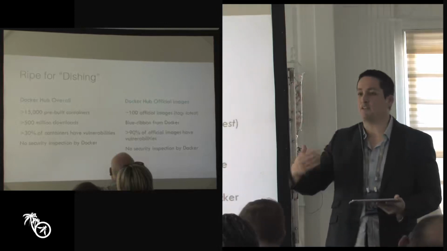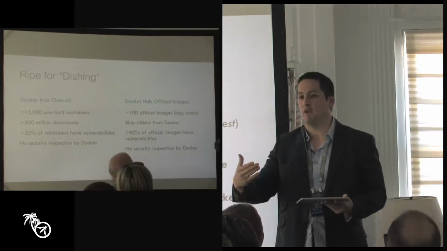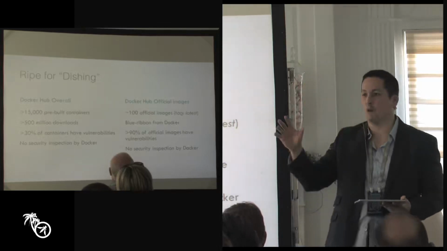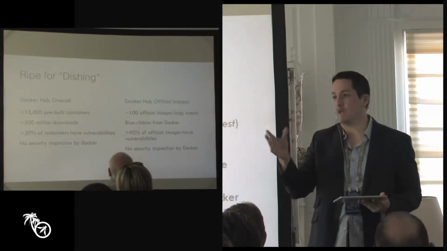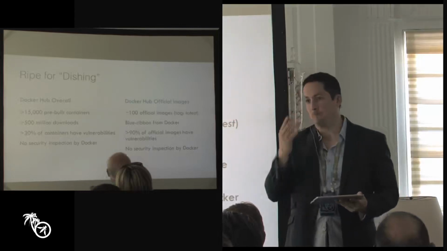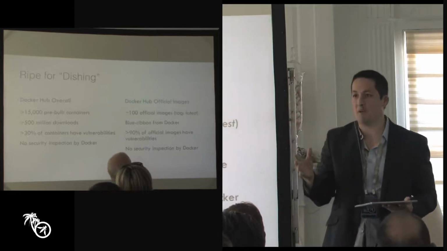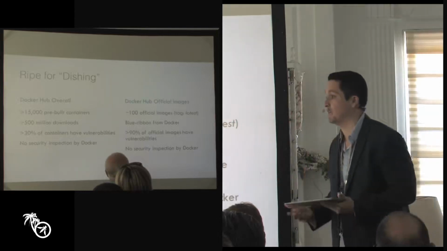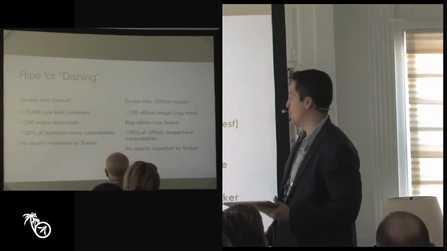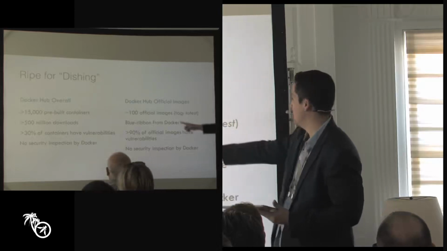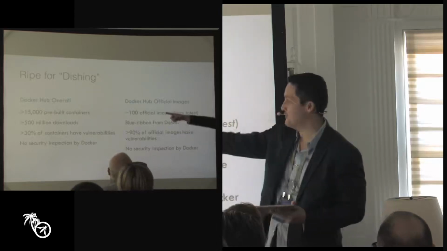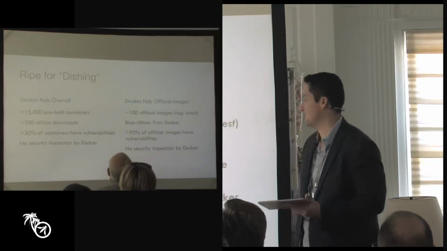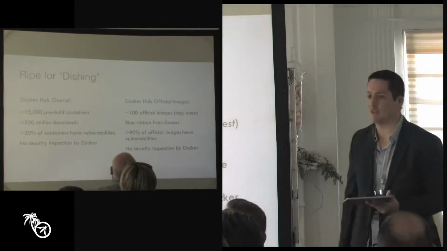And they don't have to be overtly tainted. They can be just conspicuously idle calls, or even having some misleading comments within Docker files or different manifests within the image repo. But look at these stats here. It's 100% official images out of 15,000. 90% of official images have vulnerabilities, and no security inspection today by Docker.